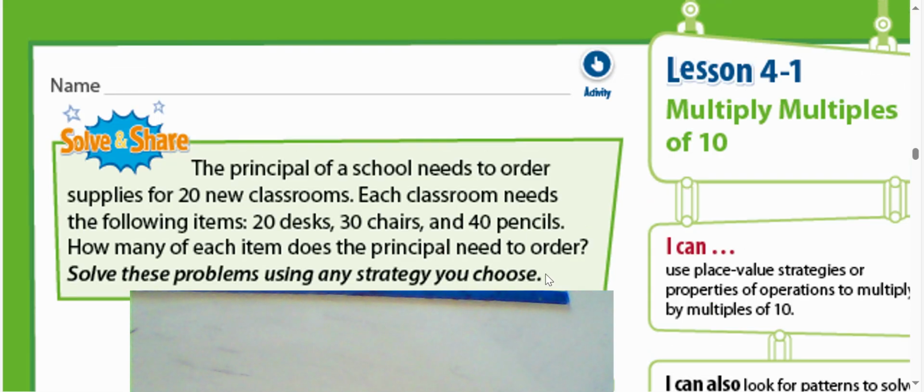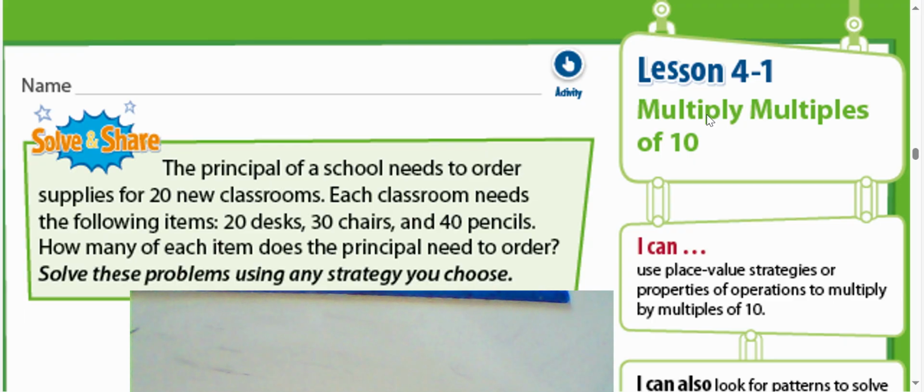First lesson, topic number 4, lesson number 1: multiples of 10. We know the tables, product by 10. If we multiply a number by 10, we must put 0 behind the digits. Like 30 times 10. You can write 0 here, and 30 times 1 equals 30. Then the result will be 300. Look with me at this question. In this lesson, you must know how to use place value strategy or properties of operations to multiply by multiples of 10.